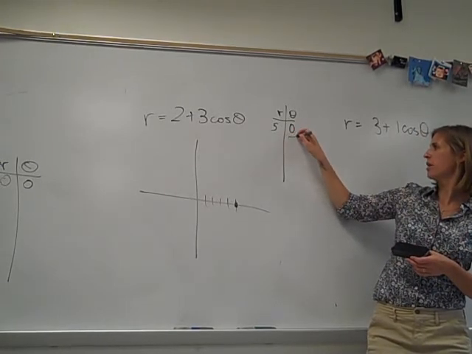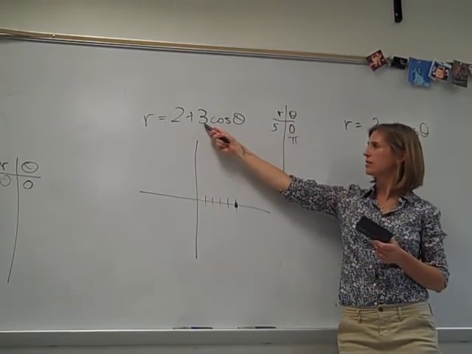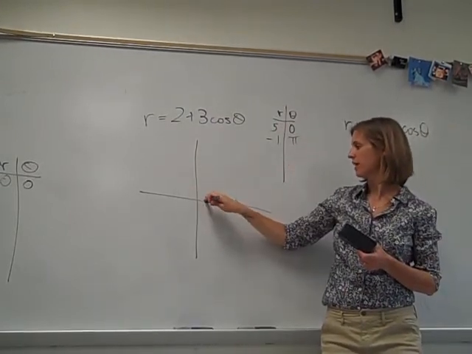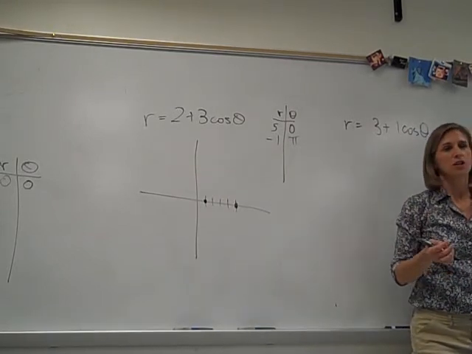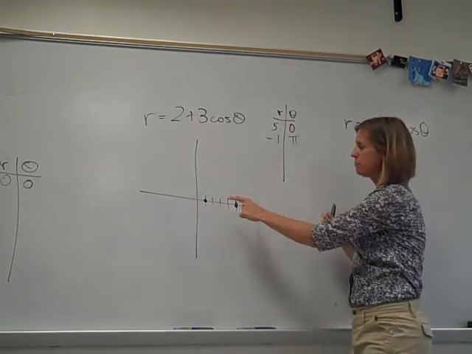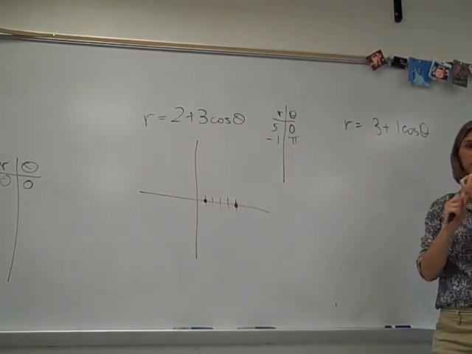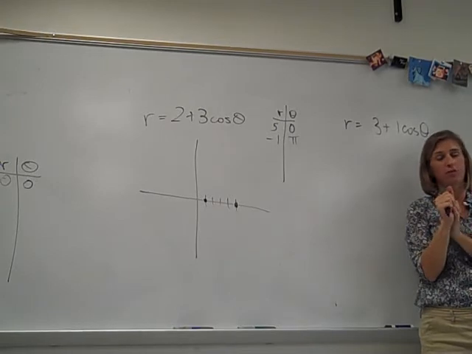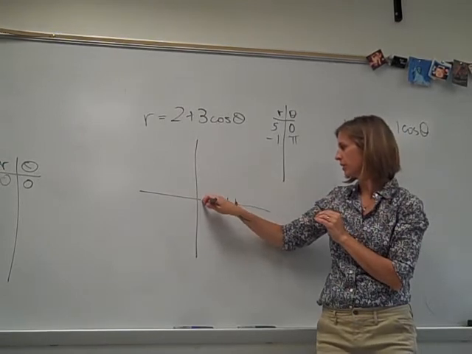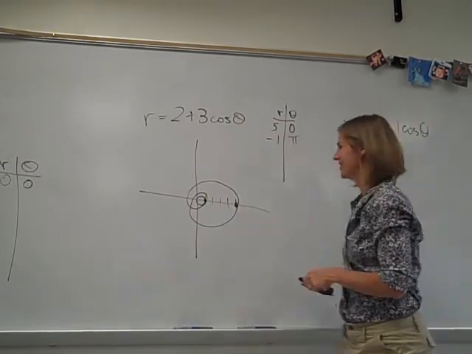If I pick pi, the cosine of pi is negative 1, times 3 is negative 3, 2 minus 3 is negative 1. So I have a point at pi, negative 1 there. That's the little loop. So if you get this limaçon and both points on the x-axis are on the same side of the y-axis, the closer one to 0 is the loop, the farther one away from 0 is the big part. So I know this is going to loop around like this, and it's going to come back. That's not good. Hold on.